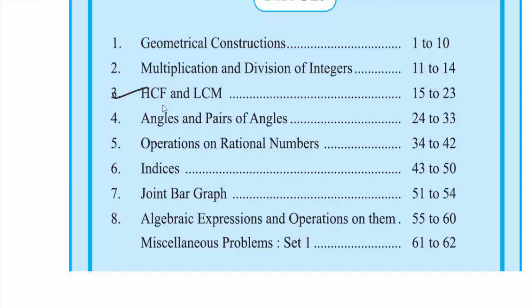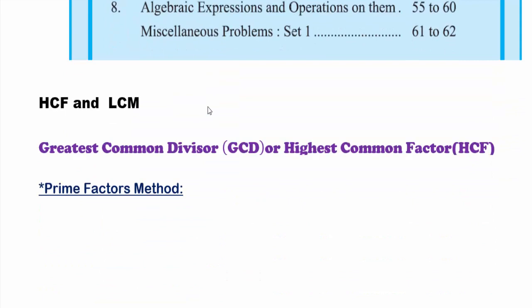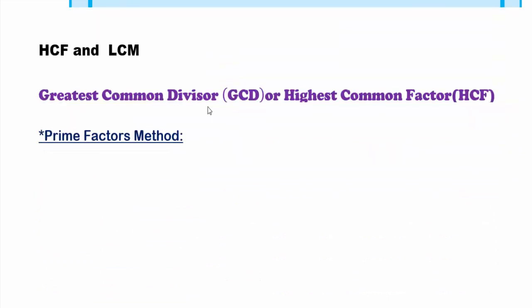Students, today we will do the major part of this chapter, HCF and LCM. That means how to find out the HCF and how to find out the LCM. So here we have methods to find out the greatest common divisor or highest common factor. Students, one more thing is that GCD and HCF are both the same thing. Sometimes we write GCD, or sometimes we write HCF. It means greatest common divisor, or sometimes we write the highest common factor.